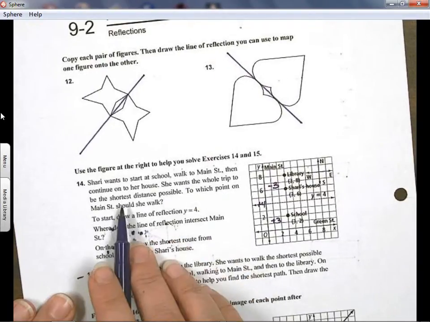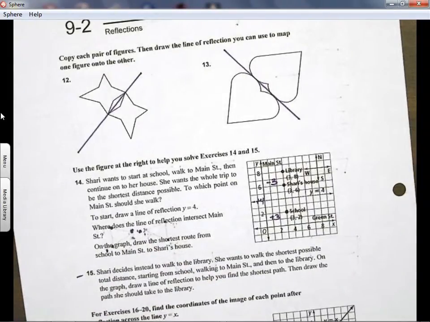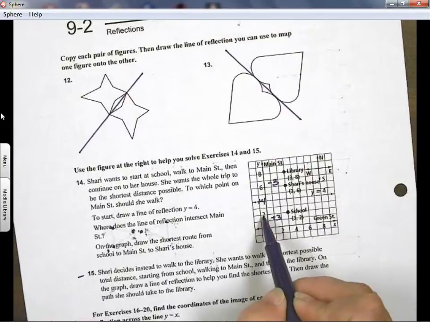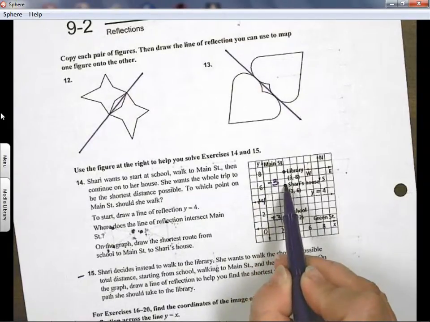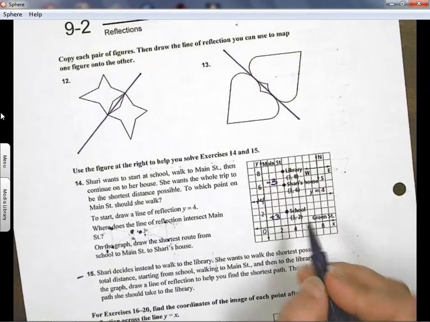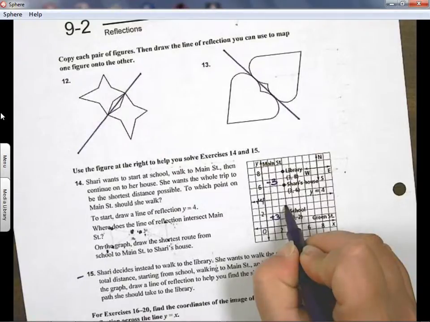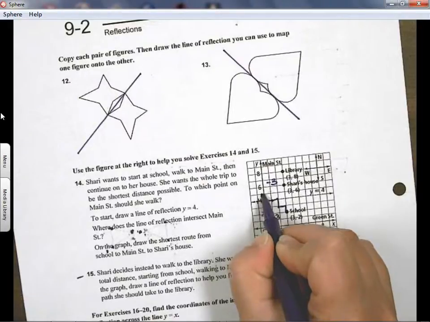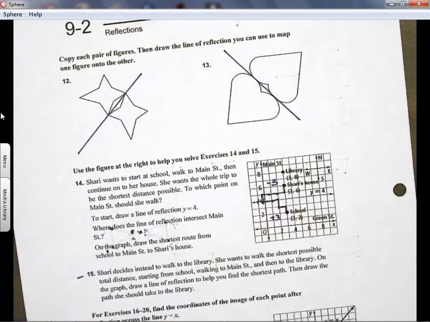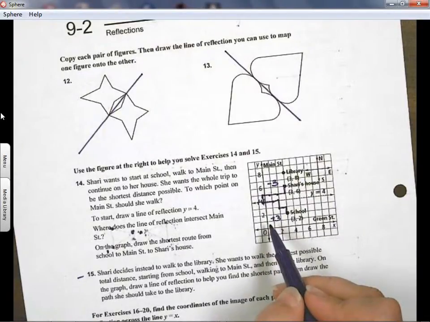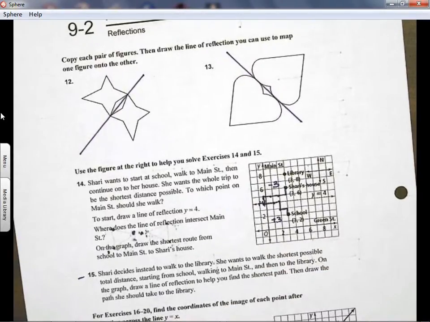She wants the whole trip to be the shortest distance possible. To which point on Main Street should she walk? So she's going to have gone 3, 4, and 3 more. So that's 7. This is 10 if she goes that way, 10 blocks. Is that the fastest way to go? Or could she go 1, 2, 3, 4, 5, 6, 7, 8, 9, 10. I don't know if it could go any faster than that, because you can't cut through the blocks.